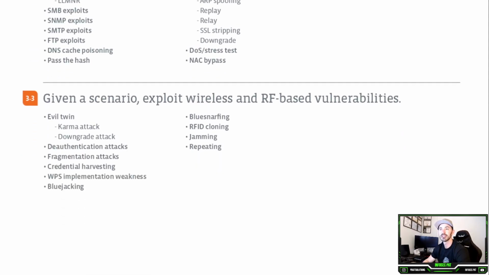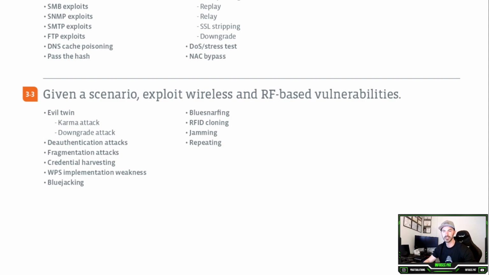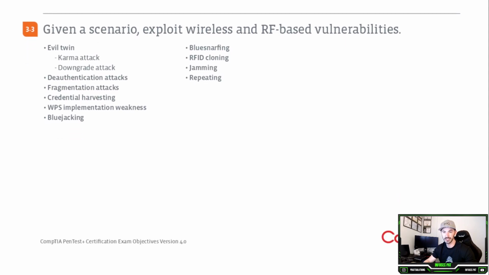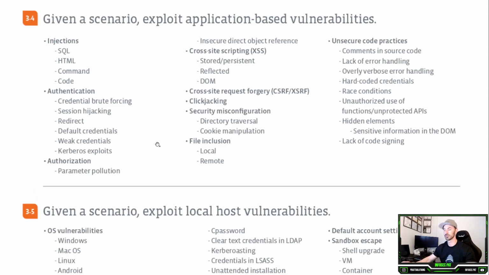3.3, given a scenario, explain wireless and RF-based vulnerabilities: evil twin, karma attacks, downgrade attacks, deauthentication attacks, fragmentation attacks, credential harvesting, WPA implementation weaknesses, bluejacking, bluesnarfing, RFID cloning, jamming, and repeating. These are some wireless topics you need to know for this exam. What happened? I think there's more. Okay, that was weird. All right, so then, given a scenario, exploit application-based vulnerabilities.